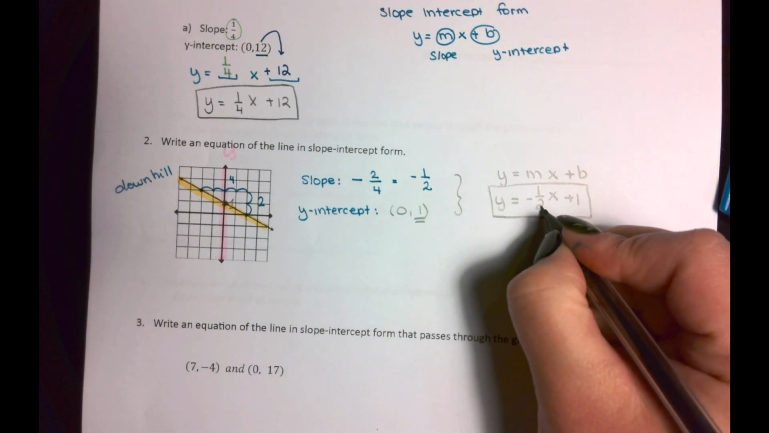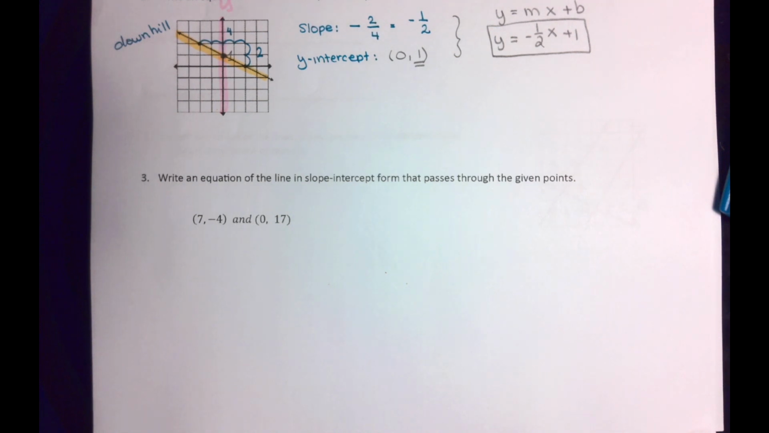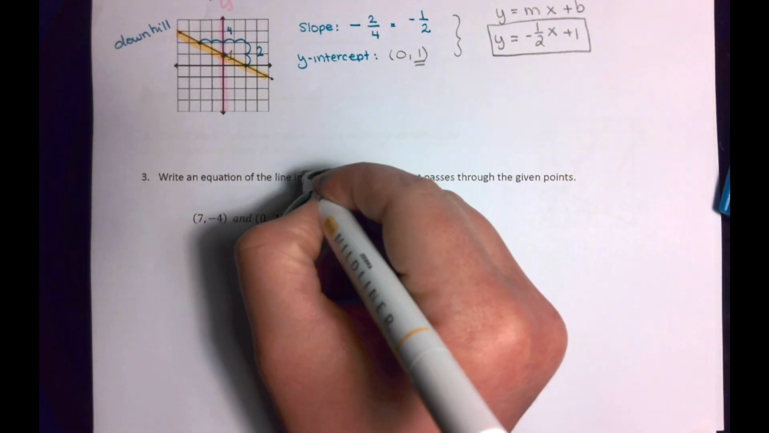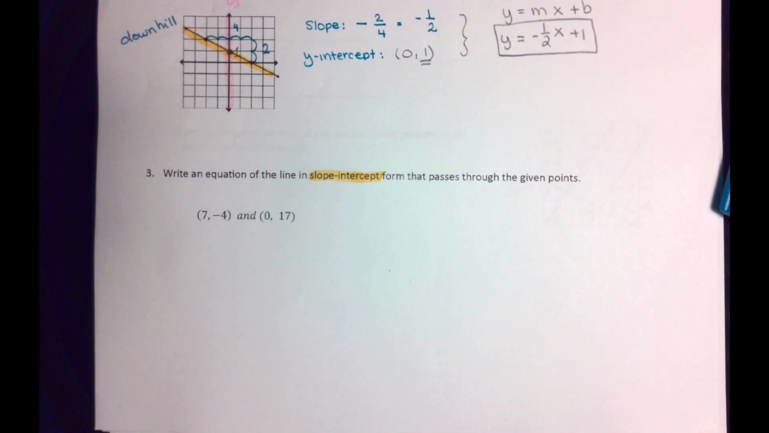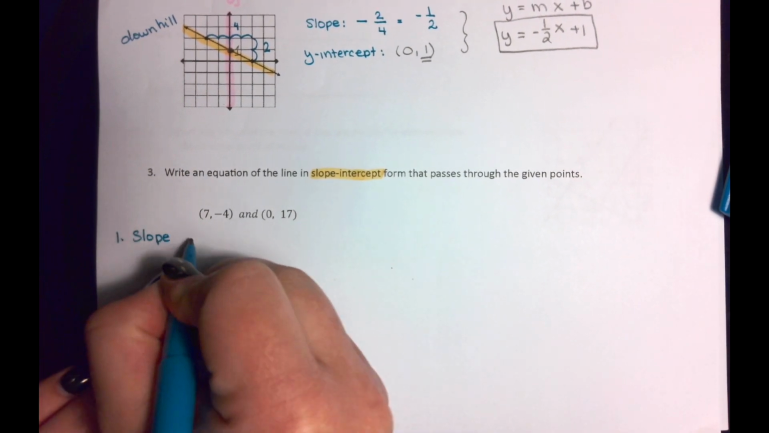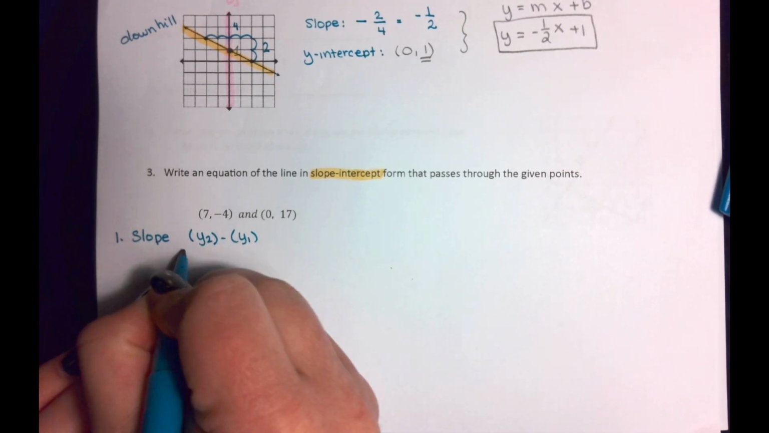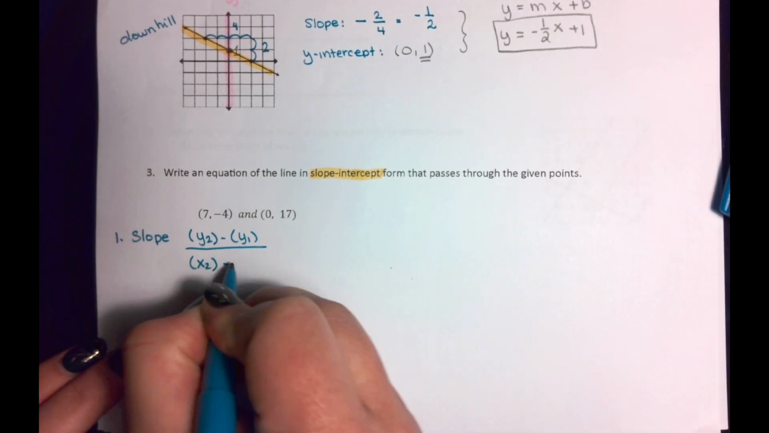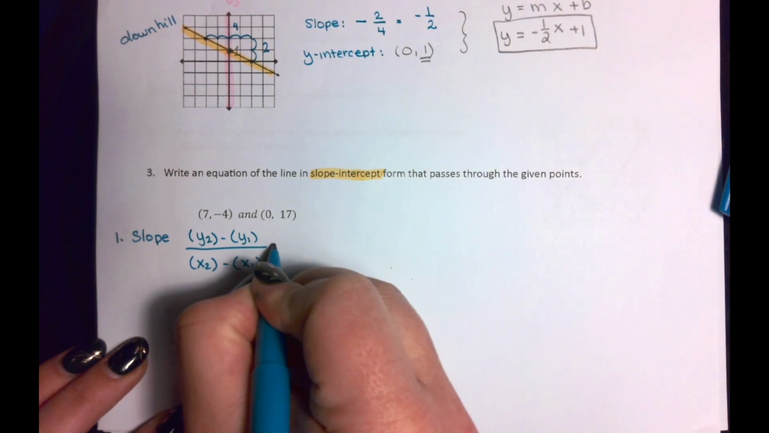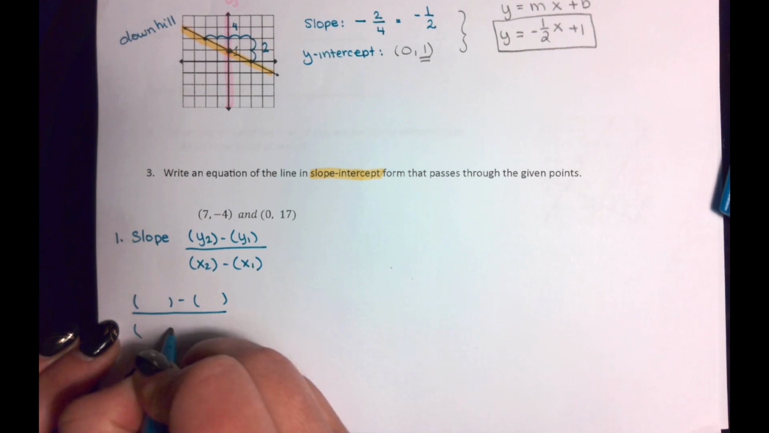All right, let's go and move on to question number 3. Question number 3 is a 3-part question. It is asking you to write your equation in slope-intercept form. But before we get to slope-intercept form, we need to do two things. The first thing we're going to do is solve for slope. And for slope, we're going to use our Chapter 3 formula, y2 minus y1 over x2 minus x1. So for our slope, let's label our points and plug in our information.